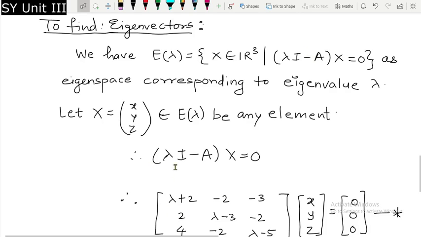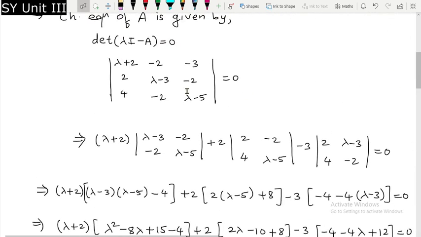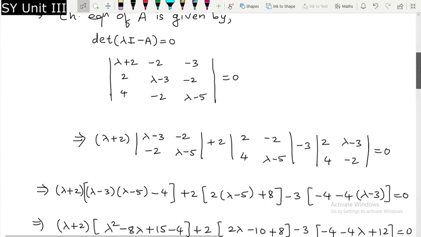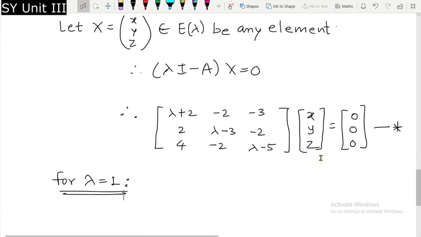Now how to get this matrix? See, this matrix over here, lambda I minus A, is exactly the same as this determinant. So you don't have to do anything extra, you just have to copy this as it is. The only difference is that over here you have a determinant and over there you have a matrix. Okay, I'm calling it star.